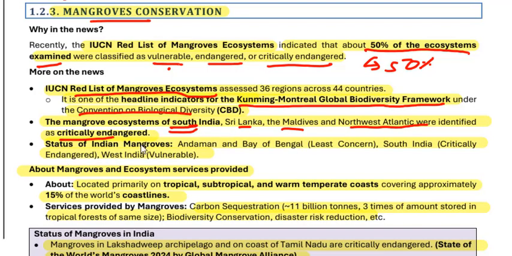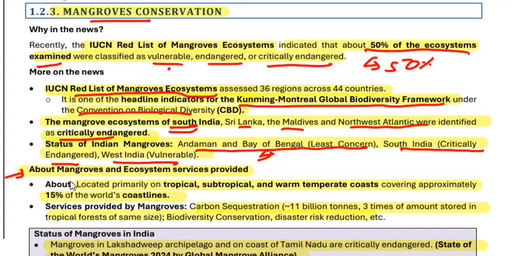Let's see the status of Indian mangroves. Andaman and Bay of Bengal is least concern. You know about this Bay of Bengal, this is about the Sundarban Delta. Of course, see the importance of mangroves. In the 2004 tsunami, the mangroves of West Bengal protected the region from the impact of the tsunami. So it also acted as a barrier for the tsunami. So the use of the mangrove is important. South India is critically endangered and West India is vulnerable.